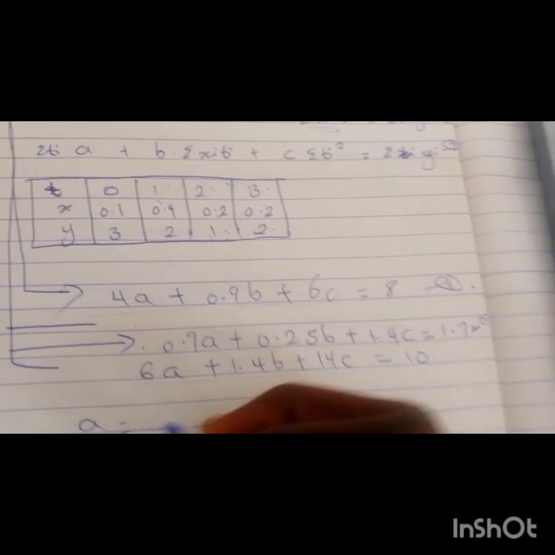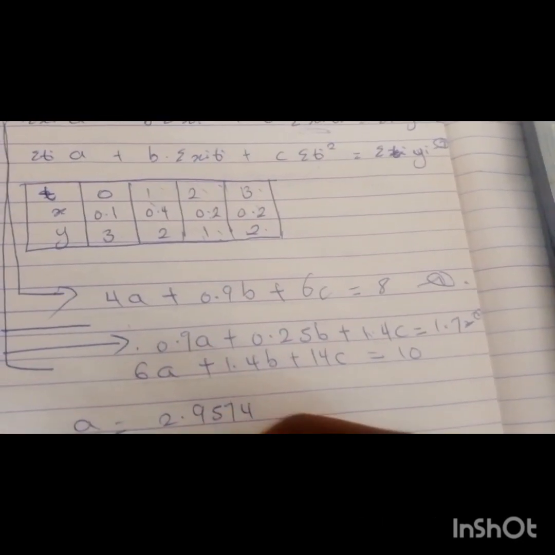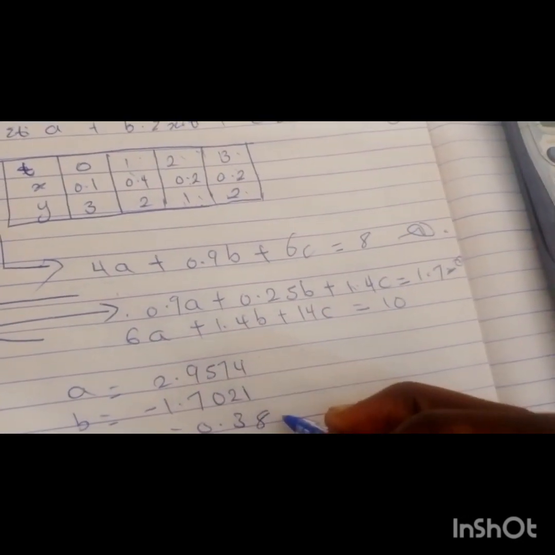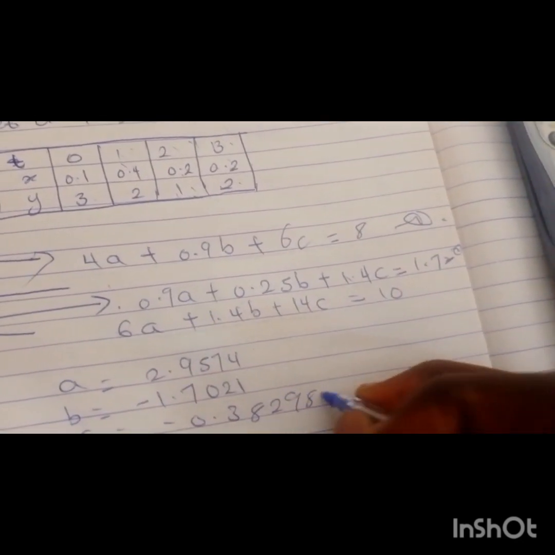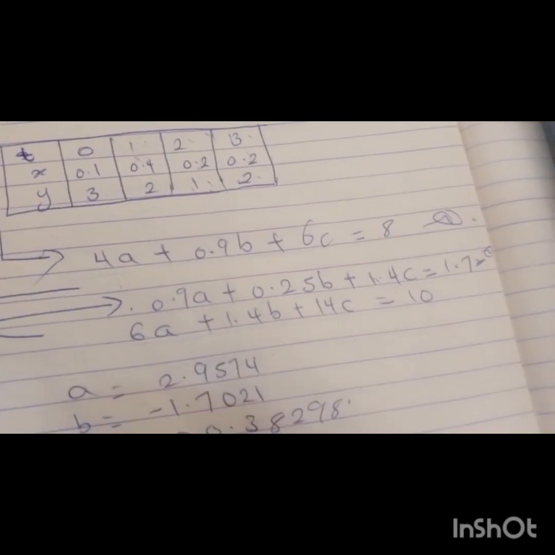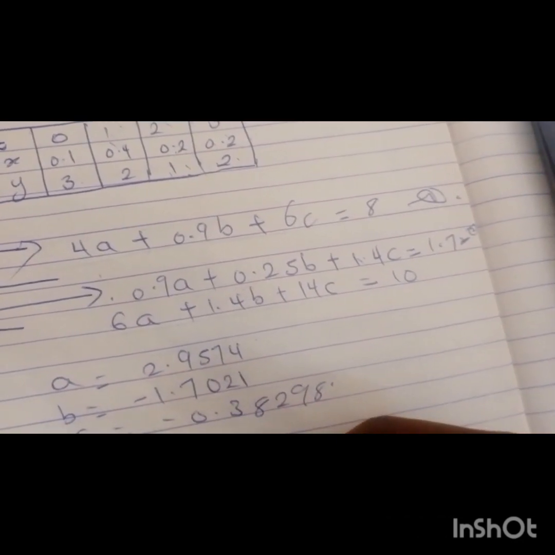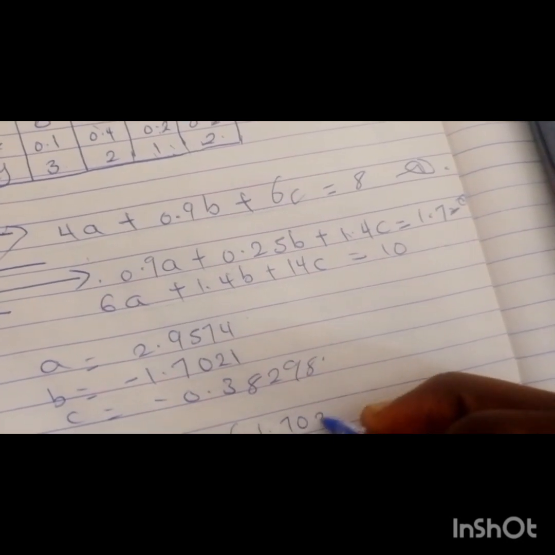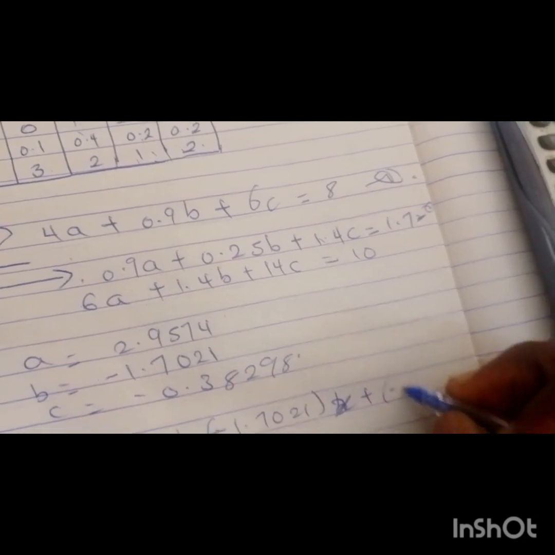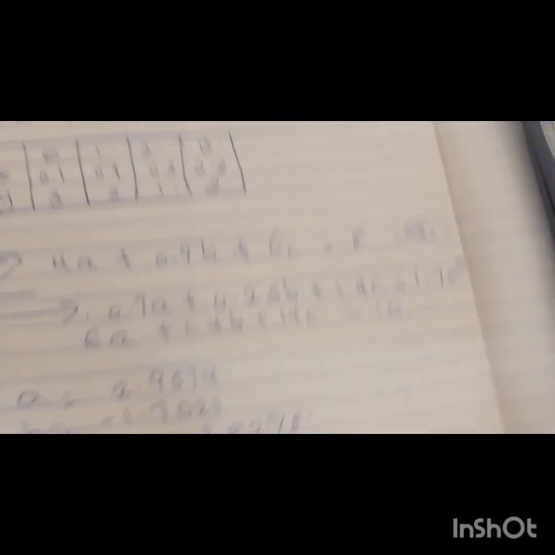You end up with your a to be 2.9574, b to be negative 1.7021, and then your c to be negative 0.38298. Okay. So with this information, you can now see that your y equals a, which is 2.9574, plus bx, so plus negative 1.7021 x, plus c, plus negative 0.38298 c. So this is going to be your final equation.